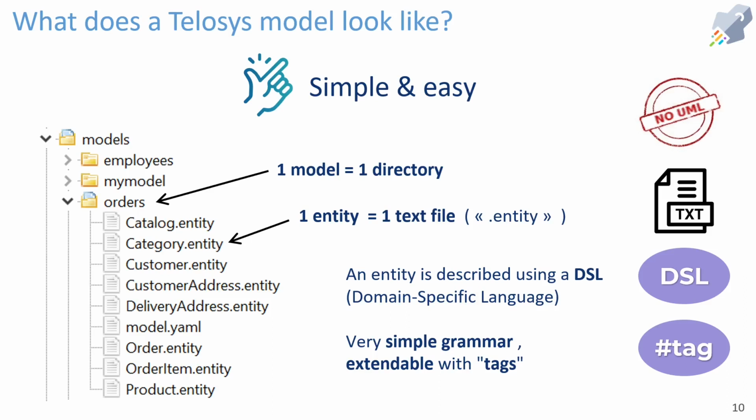So now let's look at the Telosys model. A model contains all the entities definition for the current project. In Telosys, a model is just a directory containing one .entity file for each entity. An entity file is just a text file editable with any text editor, and an entity is described with a very simple grammar. This grammar is defined by the Telosys domain-specific language.